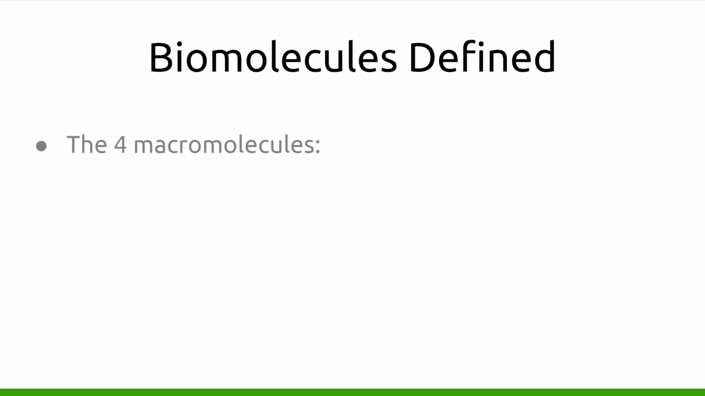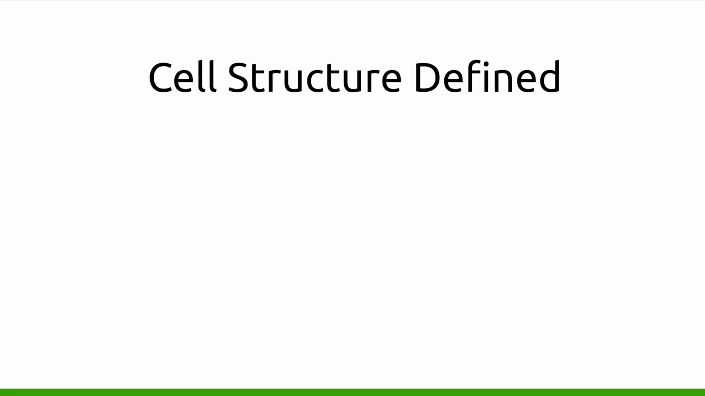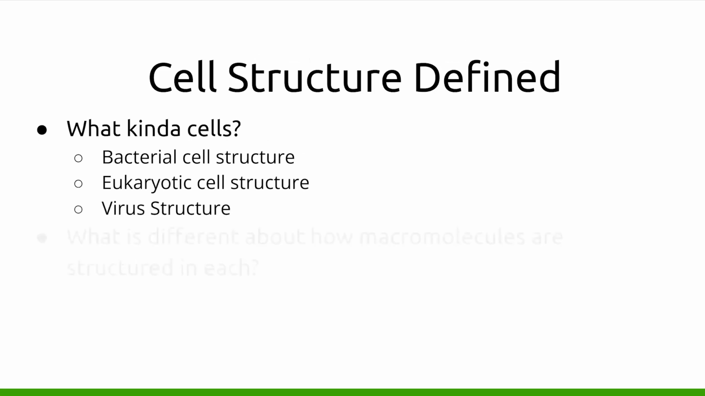So let's talk about biomolecules. The 4 macromolecules are amino acids and proteins, nucleic acids, lipids, and carbohydrates. I think about these 4 macromolecules when I'm thinking about all of the rest of the things that are stated within this foundational concept. So then when it talks about the cell structure, what kind of cells are we talking about? We're talking about eukaryotic cells, but we're also talking about bacterial cells as well as some types of viruses. And I have to know the structure of all of those things.